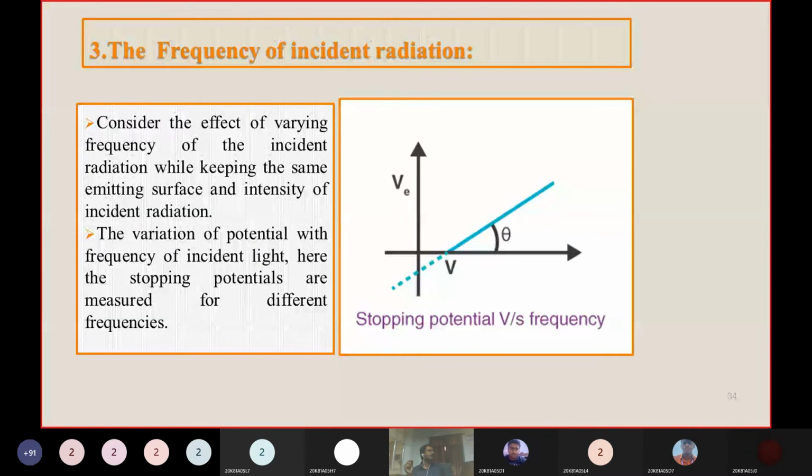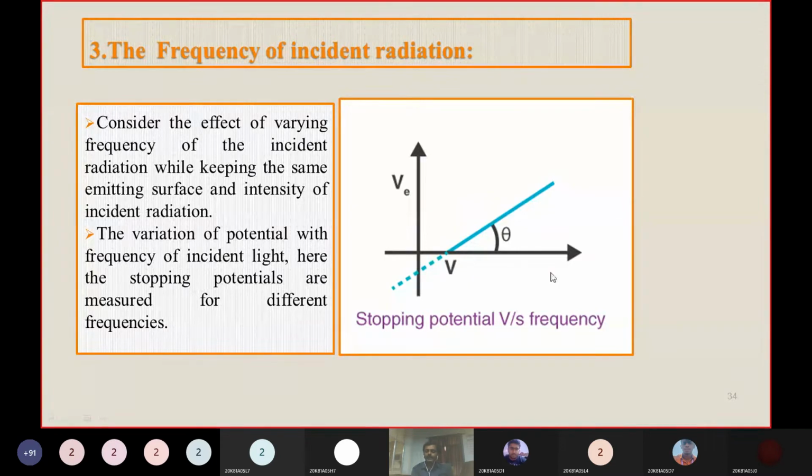The minimum energy required is phi naught equal to h times nu naught. Nu naught is the minimum frequency required to emit the electrons. If the light frequency is less than nu naught, the electron does not emit. That frequency we call the threshold frequency. Okay, so understood the frequency here.